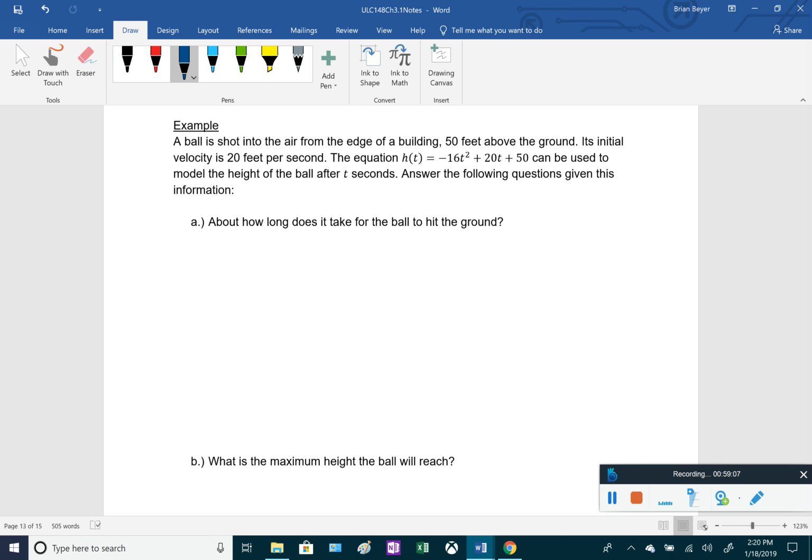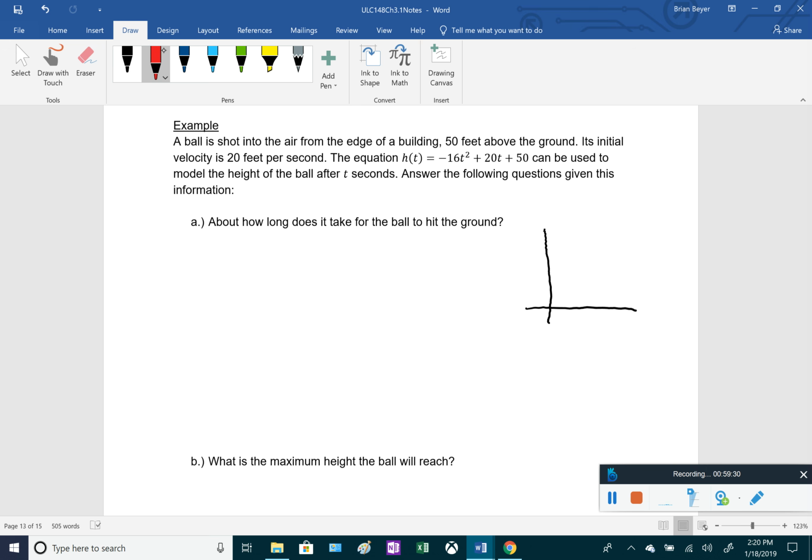So let's see, how long does it take for the ball to hit the ground? So for the ball to hit the ground, this is going to look something like this. So if you didn't believe me, you could graph it.